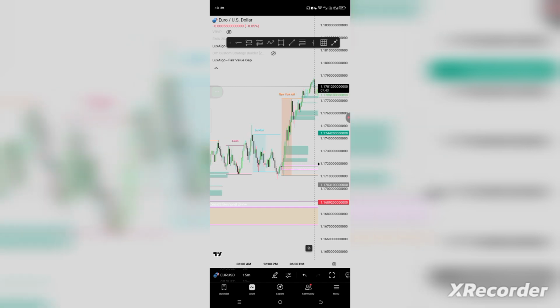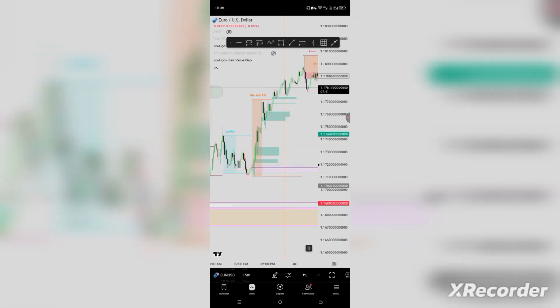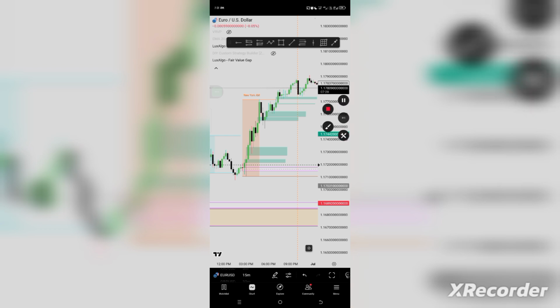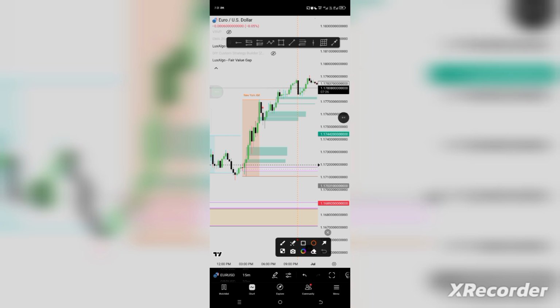So now, okay, I can't see. Yeah, so I think I'll go with this zone, but price already tapped into this upper zone here, so I'll not want to go with it.